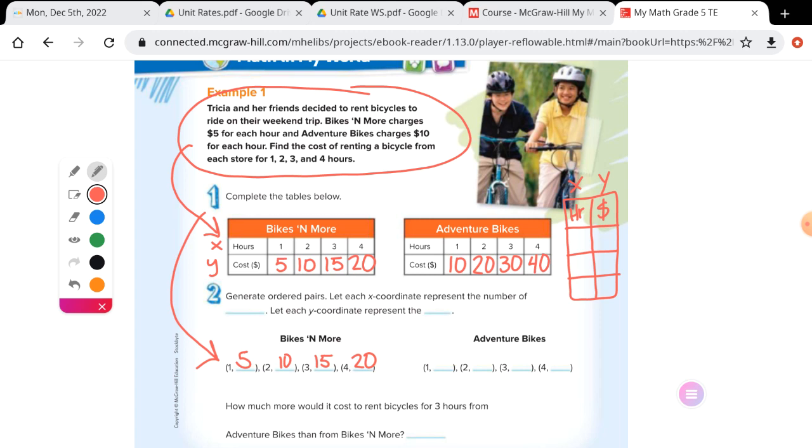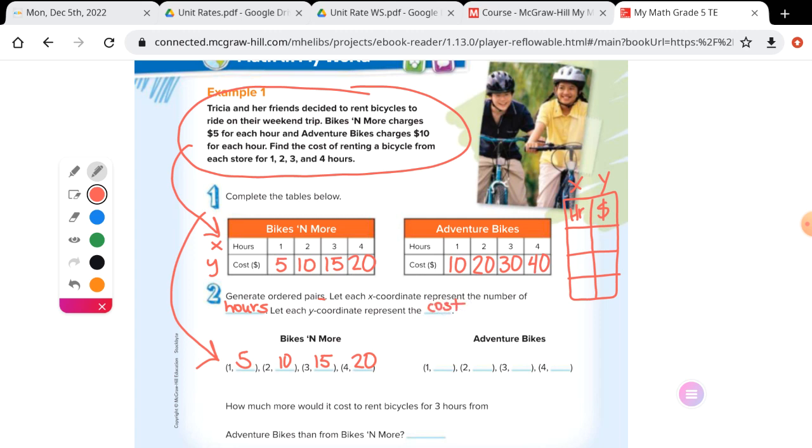Oops, I skipped right here. Generate ordered pairs. That's what we're doing, is generating. That's a fancy word for write them. Let the x coordinate represent the number of blank. What is the label for my x coordinate, Dylan? Hours. The number of hours. Let each y coordinate represent the blank. Callie? Cost. Okay, that's really just telling the labels.